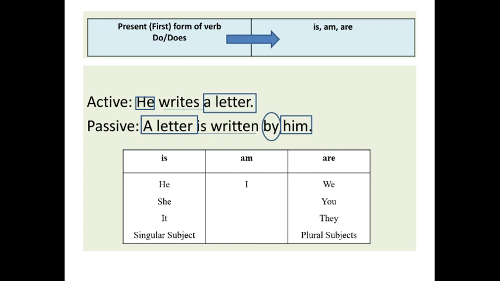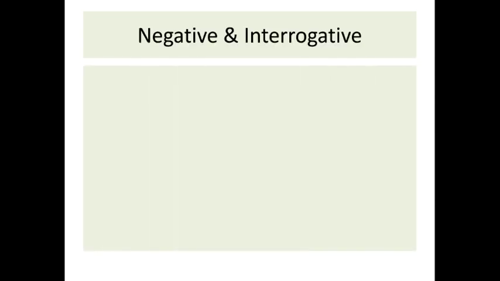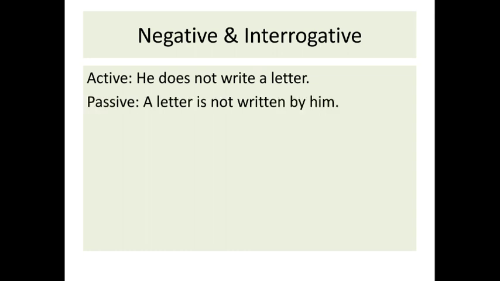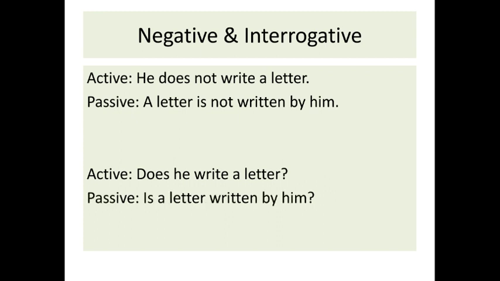The use of is, am, are will be according to this table. Is is used with he, she, it or a singular subject. Am is used with I. Are is used with you, we, they, and plural subjects. In negative and interrogative sentences, he does not write a letter. In passive, a letter is not written by him. In interrogative, does he write a letter? In passive, is a letter written by him? In these sentences, simply does not is replaced with is not, and does is replaced with is.